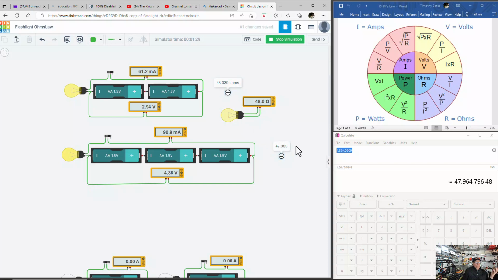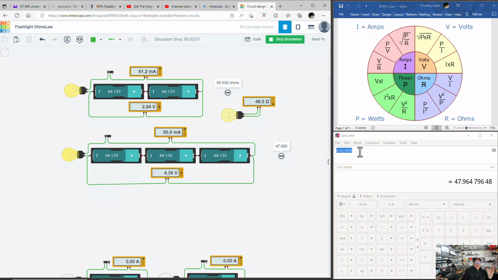Just slightly under. You would expect it to be less with 4.5 volts and 90.9 milliamps because it's hotter. So you'd expect the resistance to be lower than this. Okay, so there's a full demonstration of calculating resistance if you know the voltage and the current. Now let's do it the other way around. Okay, so we're going to go down here.